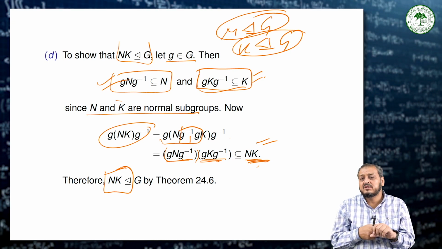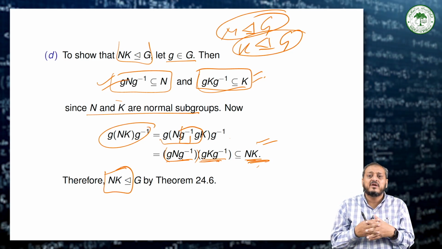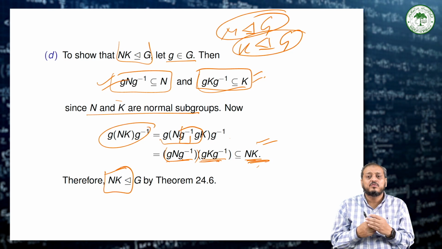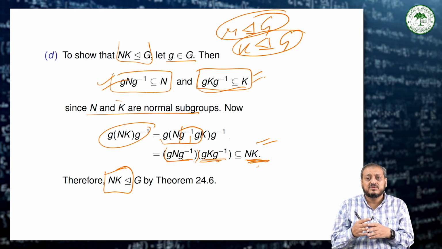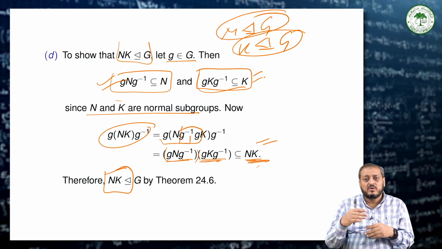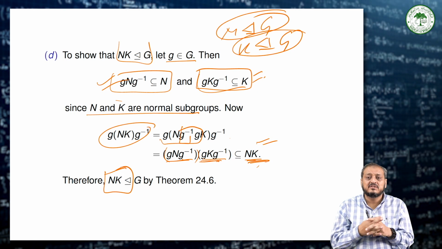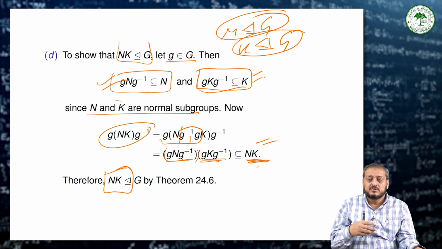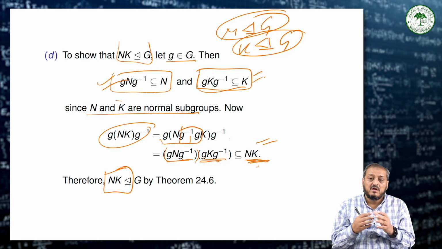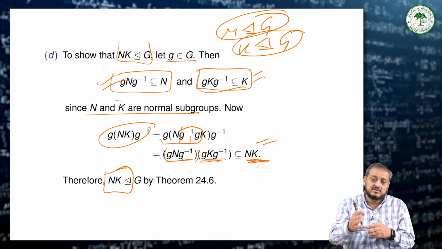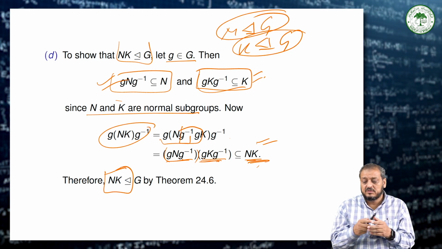In the next class I will discuss some problems related to normal subgroups, and then after completing normal subgroups, we will try to discuss the quotient group, or we can say the factor group. So this completes all the theoretical parts of normal subgroups. Thank you very much for this class.